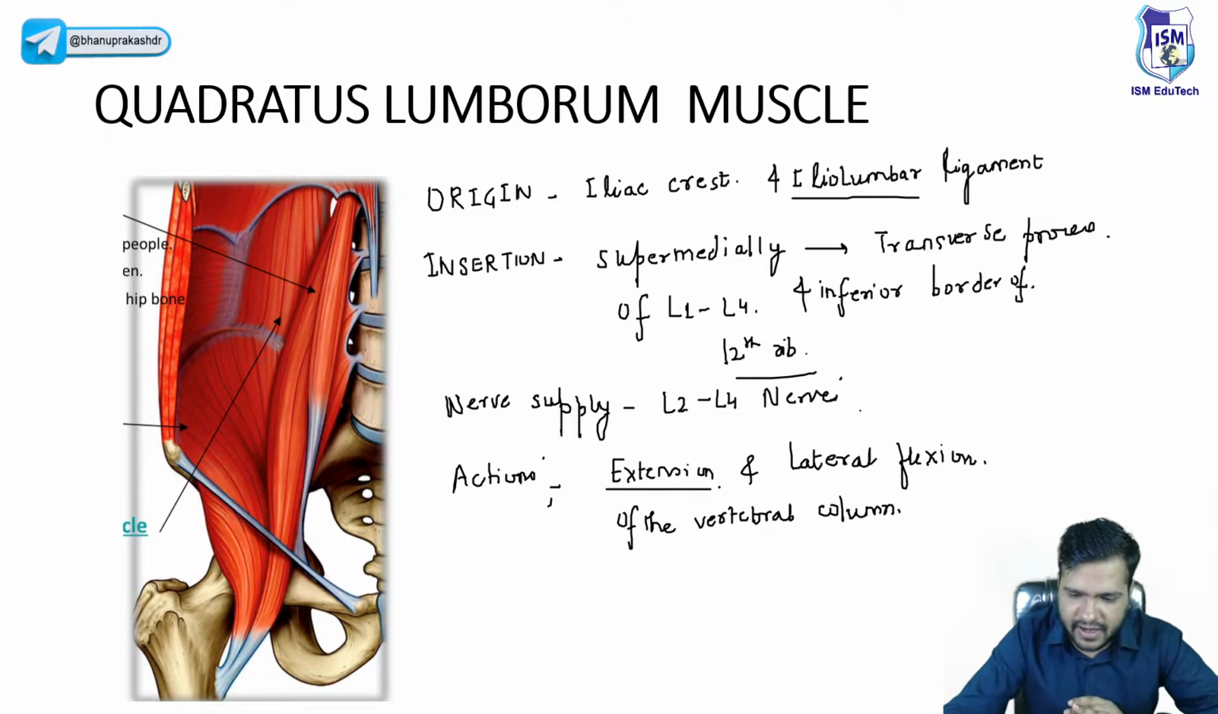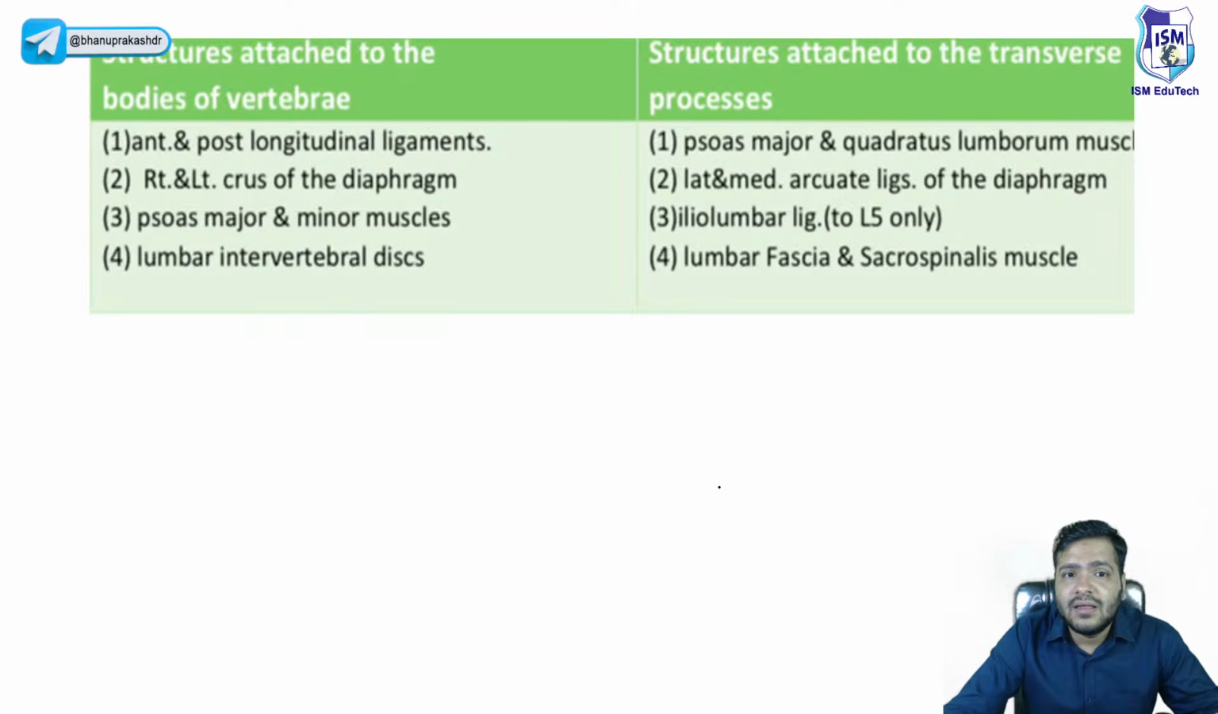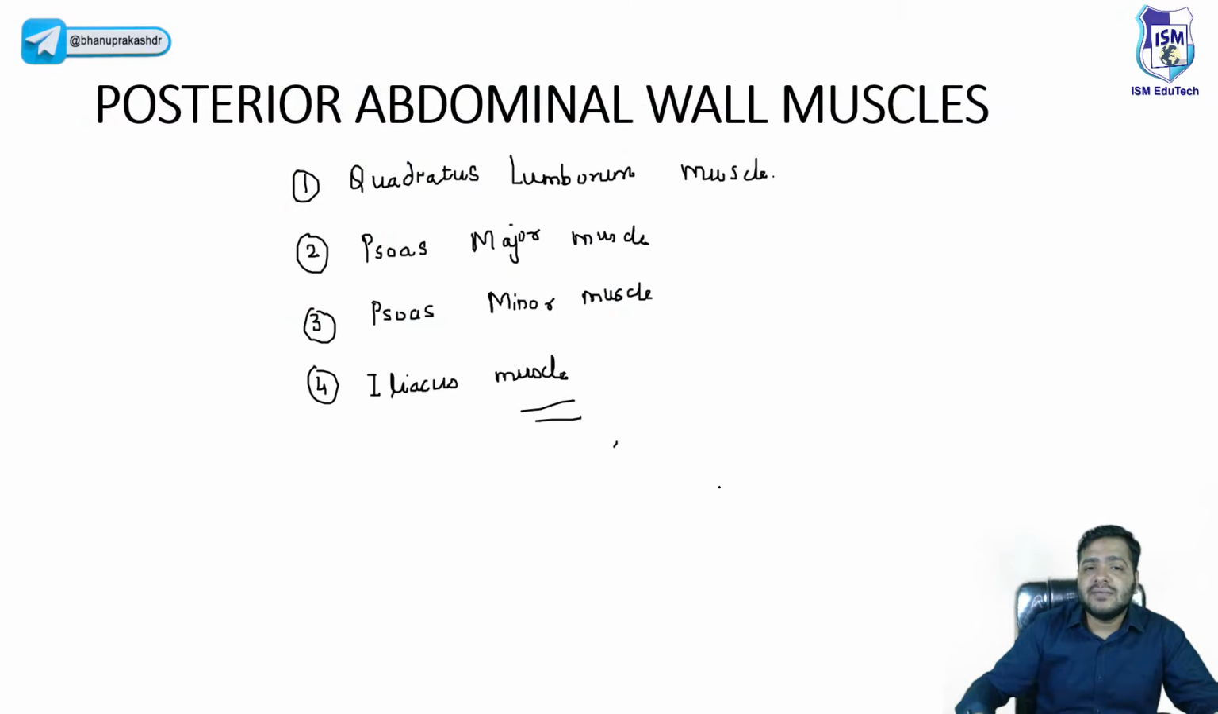Very good. So we have discussed the posterior abdominal wall muscles also: quadratus lumborum, psoas major, psoas minor, and iliacus.